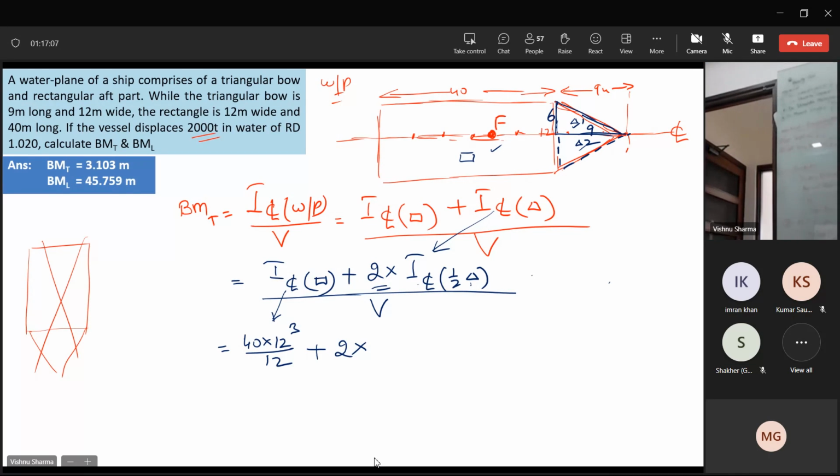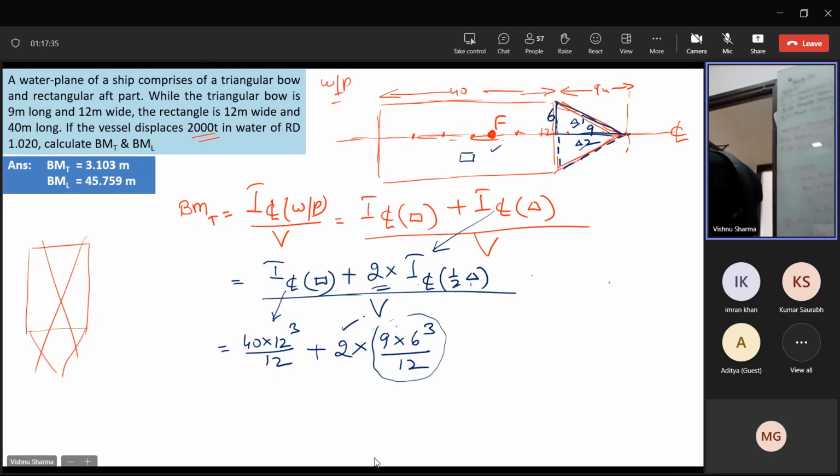So which formula will apply to center line axis for that small triangle? Half triangle. You can go back and see. BD cube by 12. Look at the diagram. What is B in this case? Value of B? 9 meter. What is D? 6. 6 cube by 12. And this is for one triangle, multiplied by 2 to make it for both the triangles, right? Divided by volume of displacement.